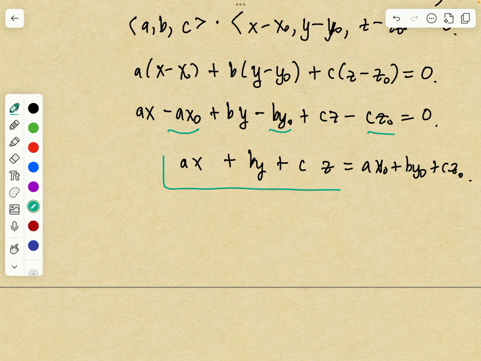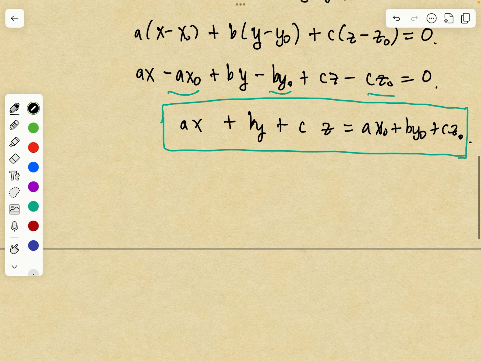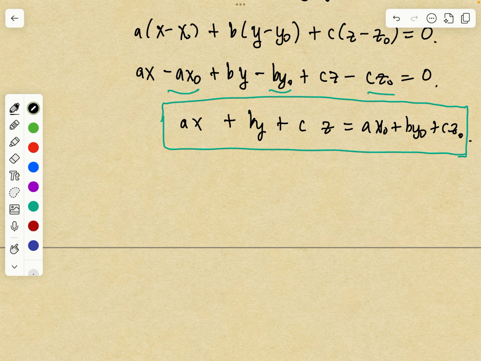Put this in the box. And this has the form, so the A, B, and C, and x naught, y naught, z naught are constants. So this has the form ax plus by plus cz equals d for a constant d. And it turns out that for any constants d, and A, B, and C, this defines an equation of a plane.